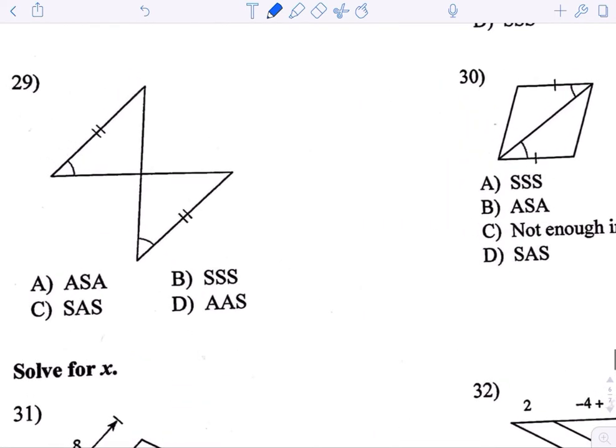29. So we have a pair of sides congruent and we have a pair of angles congruent to each other. Now, the only thing that you guys can infer about this is this angle is congruent to this one because vertical angles are congruent to each other. So then we have another pair of angles congruent to each other. So we have angle, angle, side, angle, angle, side. So D.